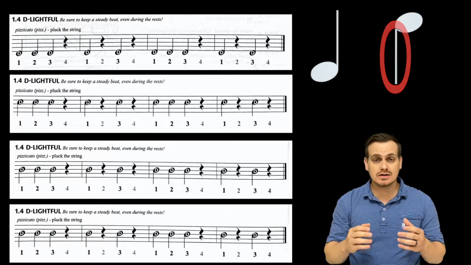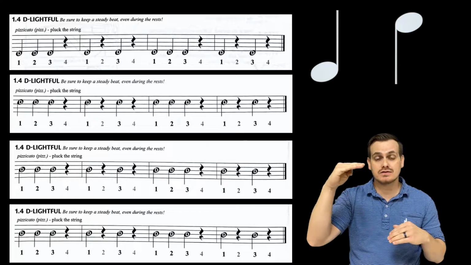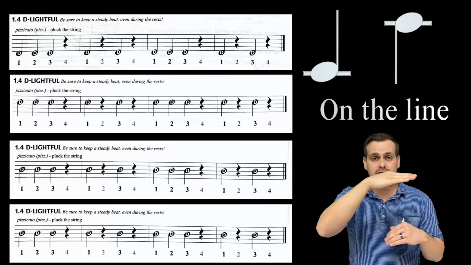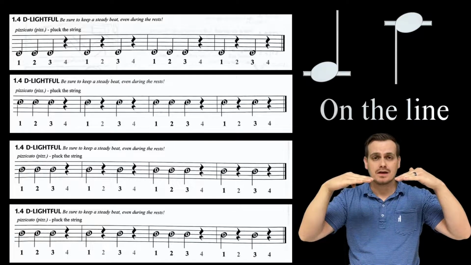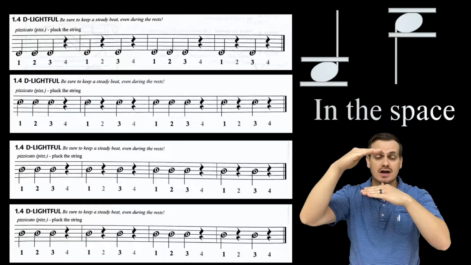Now, how can we tell when a note head is on the line? It's when you can clearly see the music staff line going through it, all the way from the middle on both sides. You can tell when the note head is on a space when you see the music staff lines both below and above the note head.